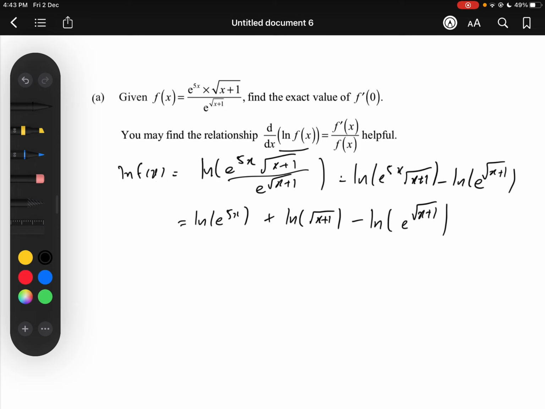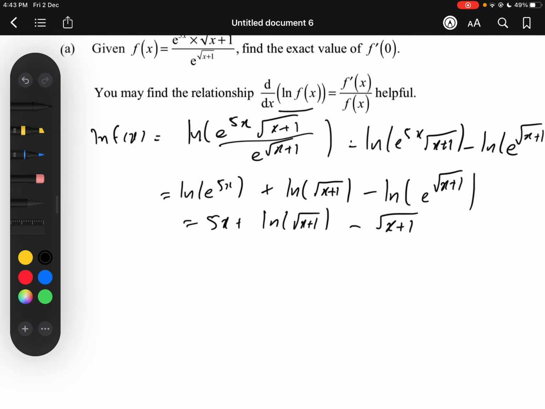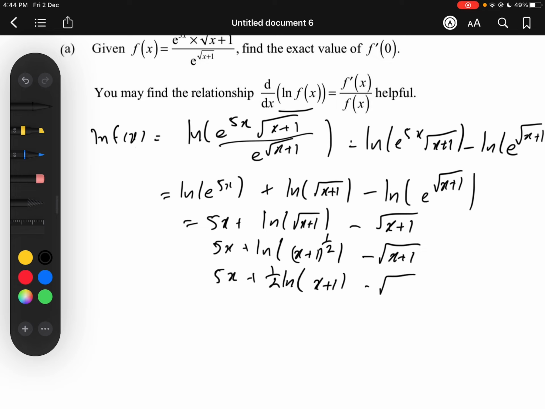Notice that the ln and the e will cancel each other out. So we have 5x plus ln of square root of x plus 1, minus square root of x plus 1. In this case, we can keep simplifying this ln. So we have 5x plus ln of x plus 1 to the power of 1/2, minus square root of x plus 1. Let's bring the power to the coefficient, which is another log rule. So we have 5x plus 1/2 of ln of x plus 1, minus square root of x plus 1. Now we have a really easy form to differentiate.